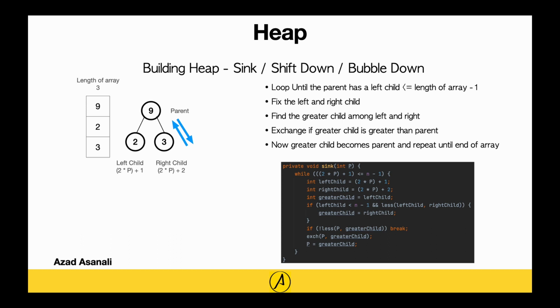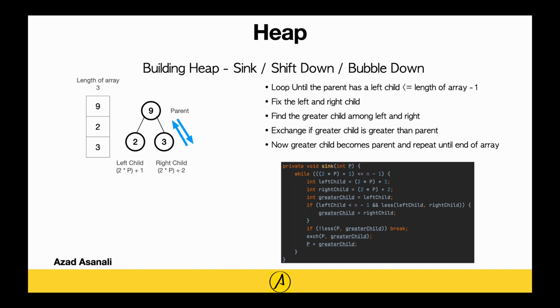So as you see here, we start from this looping condition. The left side should be less than or equal to the length of the array minus 1. So we fix the left and right child, and we take the greater child as left child, and we check whether the left child is in order to find whether we have a right child or not.